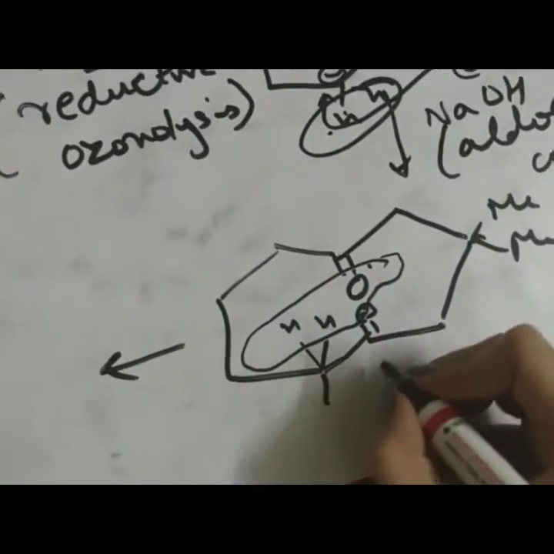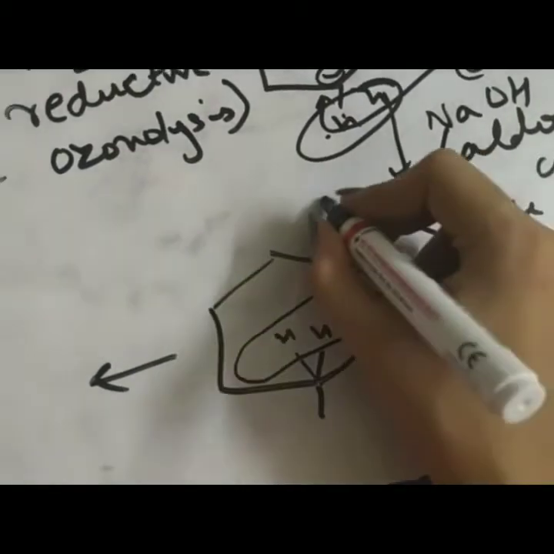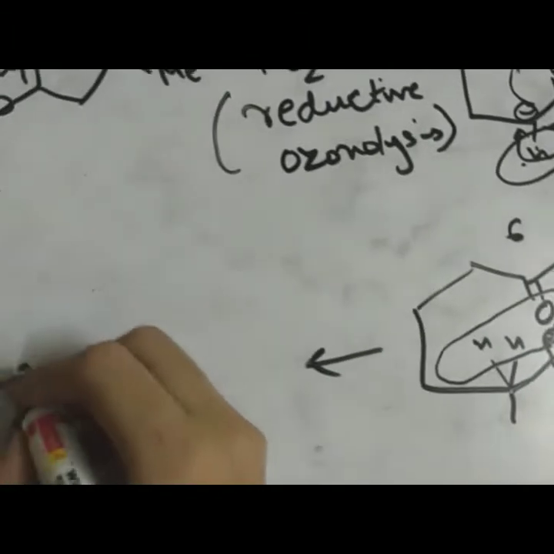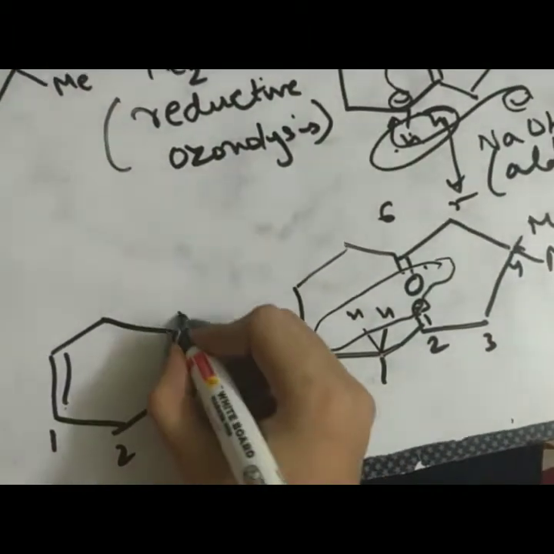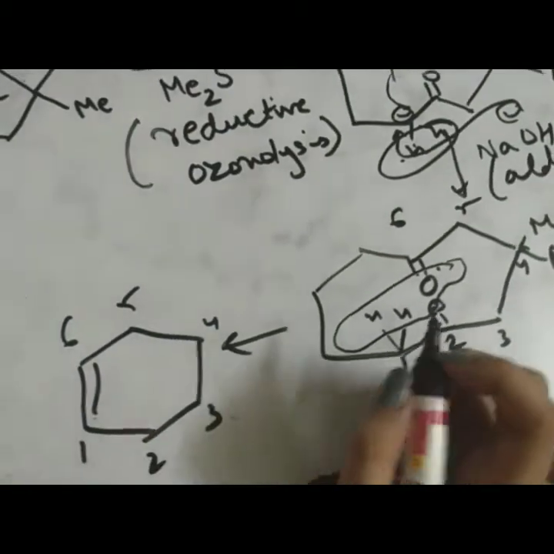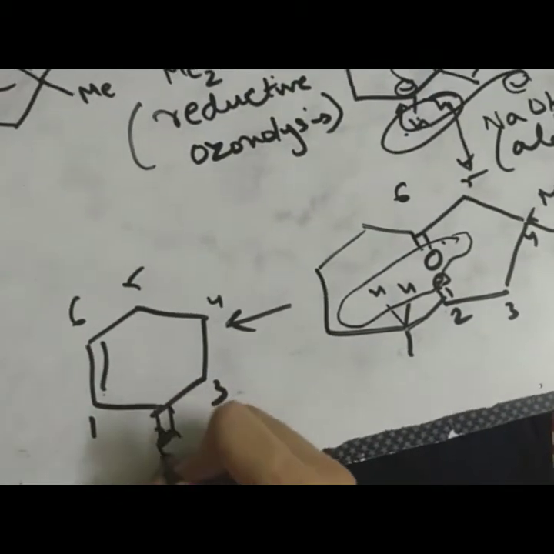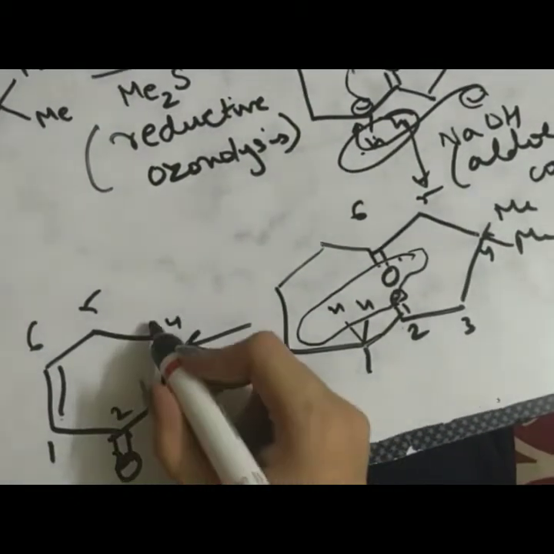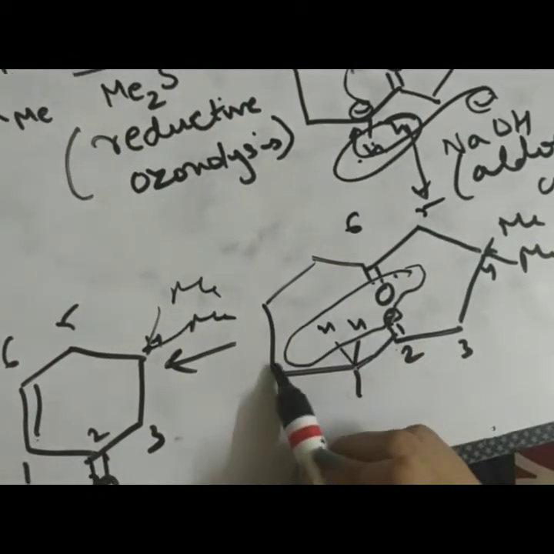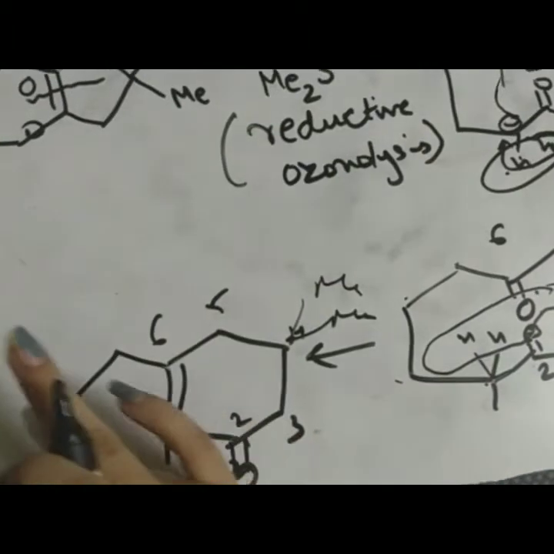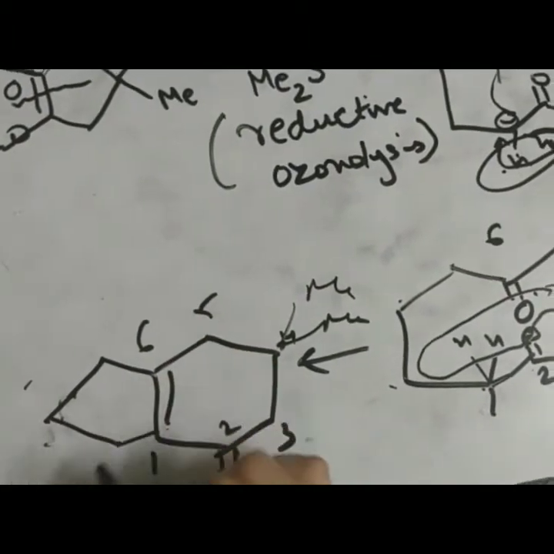So let's count these: 1, 2, 3, 4, 5 and 6. So a 6 membered ring will be formed with a double bond here. I'll just mark them: 1, 2, 3, 4, 5 and 6, and a double bond between the first and 6th carbon. The second carbon has a carbonyl, and on the 4th carbon there are 2 methyl groups, and this will be a 1, 2, 3, 4, 5 membered ring adjacent to it, a 5 membered ring. So far we have done this.